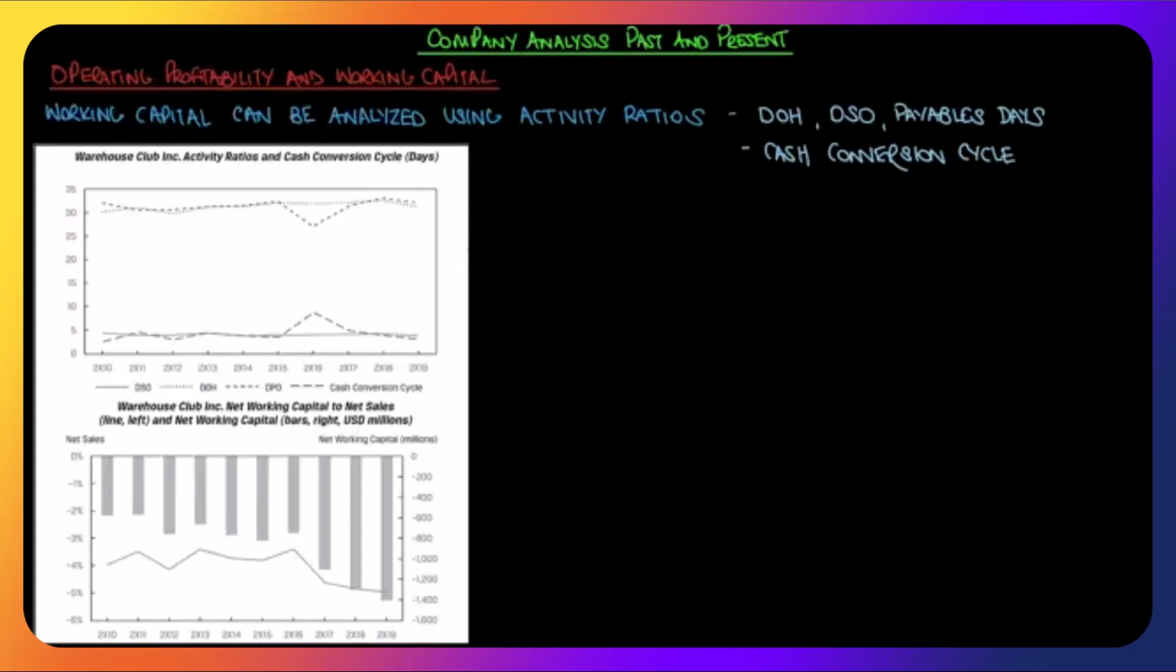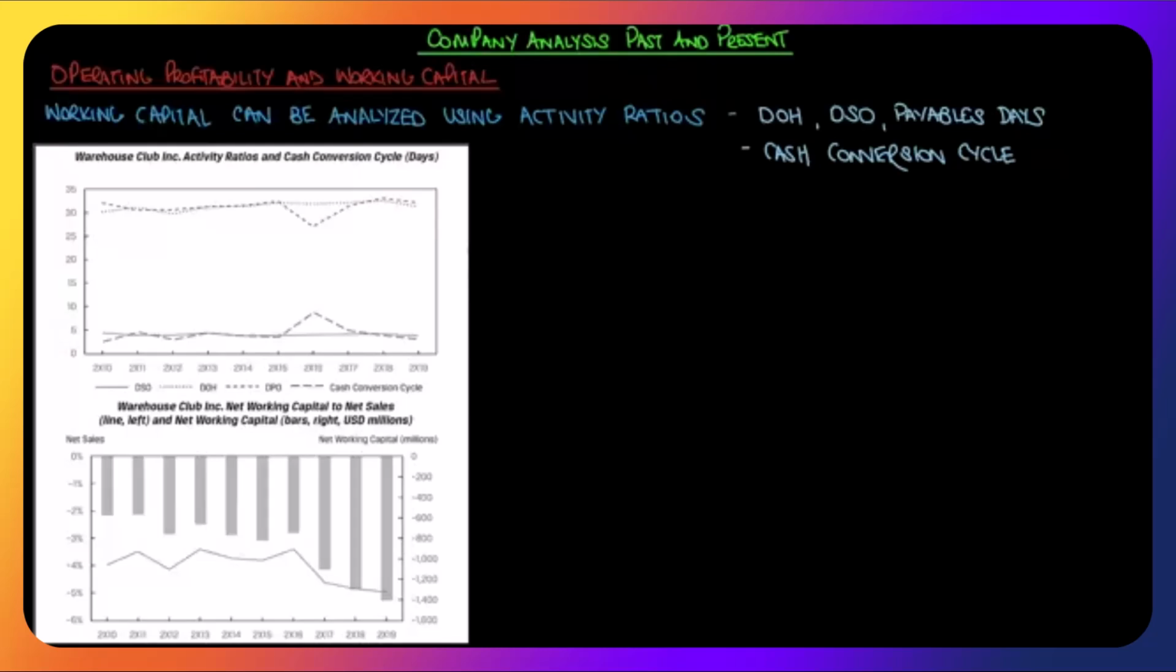On to the second part of the LOS, working capital. And this will take us no time at all because we've seen in financial statement analysis everything we need for working capital. It's the activity ratios. DOH, days of inventory on hand, DSO, days of sales outstanding, and payables days. You can combine those three into the cash conversion cycle. And we have the data for Warehouse Club. So let's use that data to talk about the conclusions that we'd make.